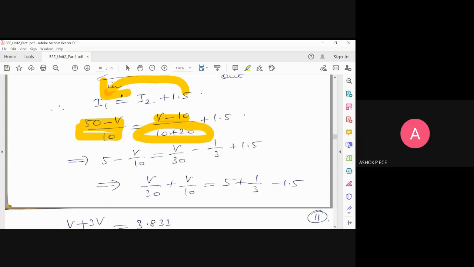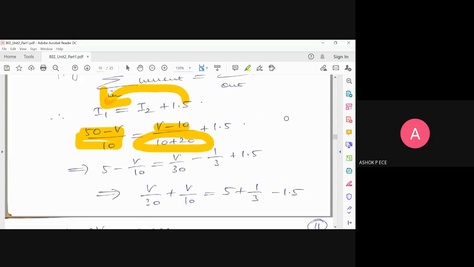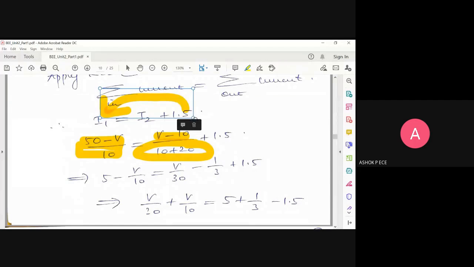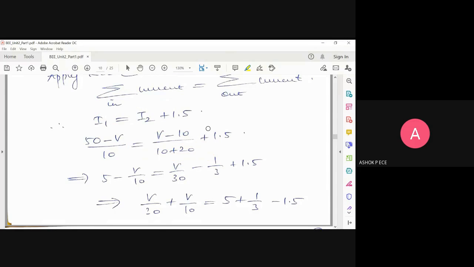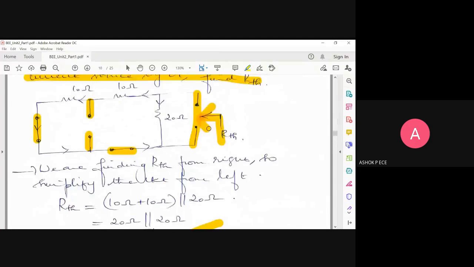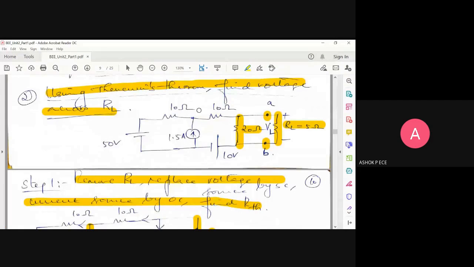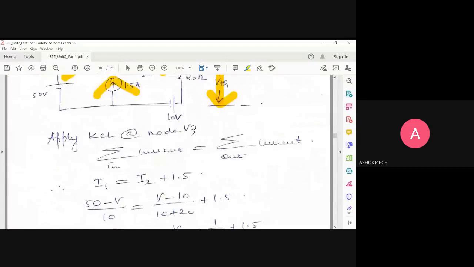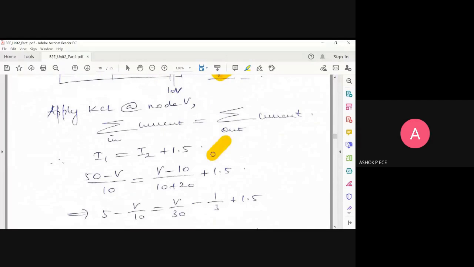And this 1.5 will come to this side. Okay. So please simplify this and tell me the answers. What I have written is wrong. I have wrongly written 1.5 on the outgoing current side. Or is it outgoing in the question? Let me check the question. No, in the question it is incoming only. So I have taken it wrongly. This one is wrong.